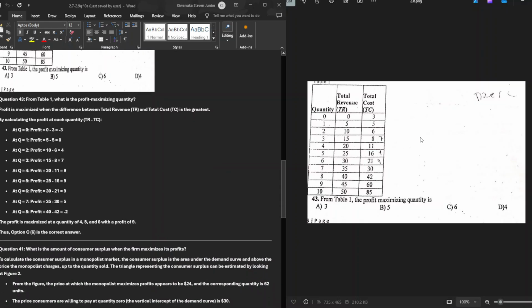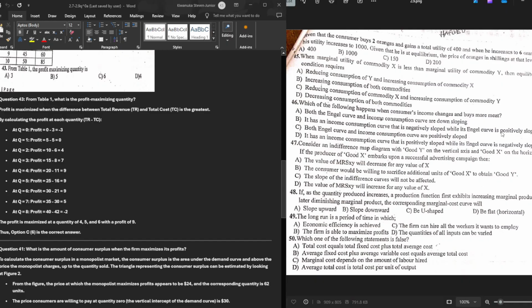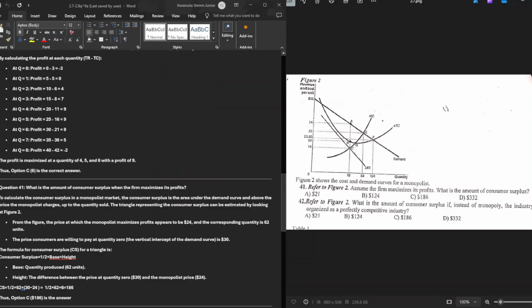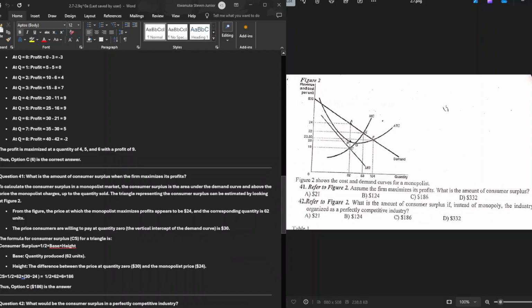We come to question for consumer utility. So we are now looking at this question number 2. First one, they are saying from this diagram, we have revenue, and cost per unit, and then quantity. Assume the firm maximizes profits. What is the amount of the consumer surplus? This is a very simple number, you can all manage it. So 41, what is the amount of consumer surplus when the firm is maximizing profits?